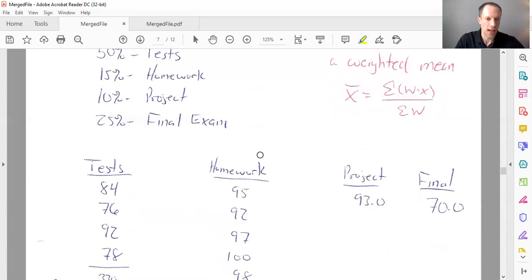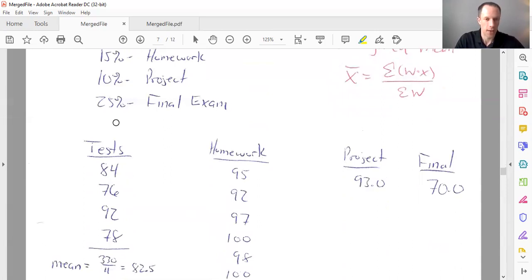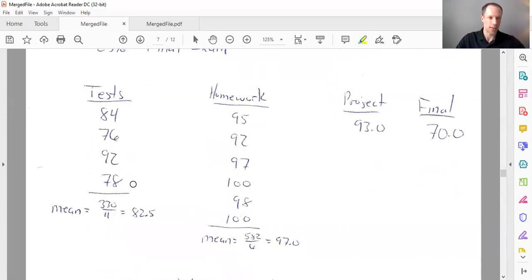Let's say we were having 4 tests throughout the semester, and each test counted equally towards that portion of your grade. You earned scores of 84, 76, 92, and 78. To get your test average, I can just take a regular plain old average of these 4 tests: add them up, divide by 4. That gives me 82.5. All 4 tests count the same for the test portion of your grade, so I can just do a regular straight-up average there.